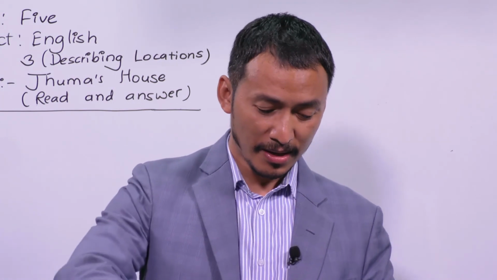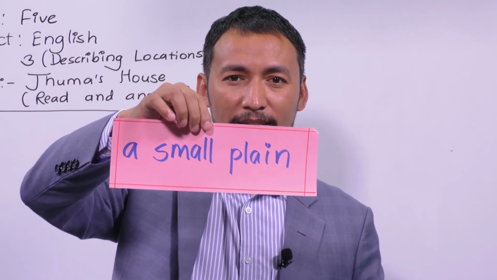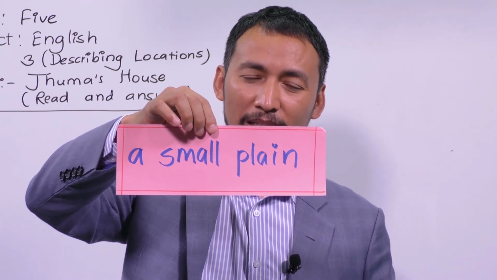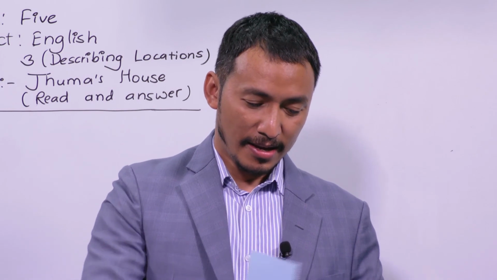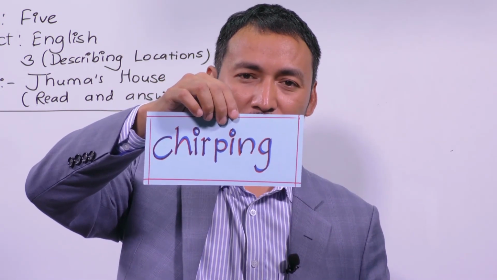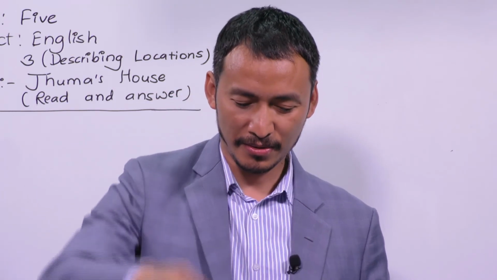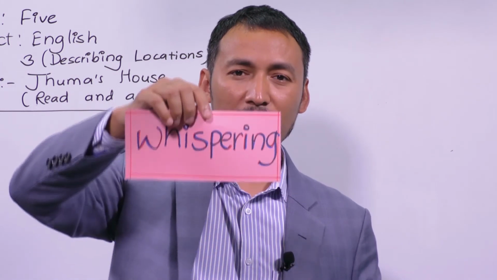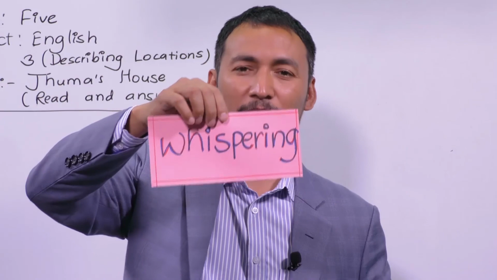Okay, good. What about this one? Can you try? Yes. Small plane. That's good. Another one. Second last one. Can you say it? Okay, yes. Chirping. Good. And this one. Whispering. Yes. Once again, whispering.